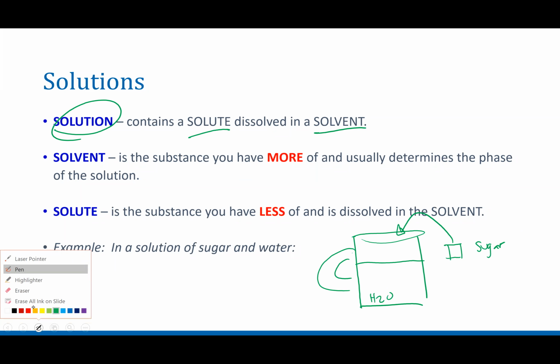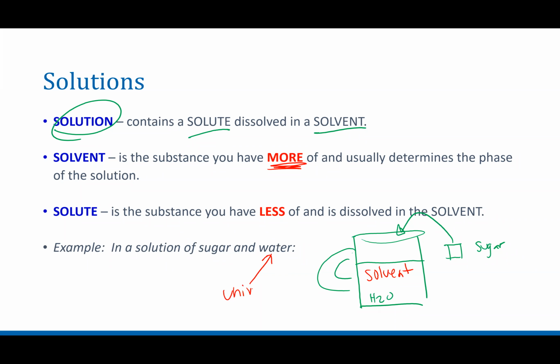The solvent is typically, not always, but typically the substance you have more of. And a really easy way to think about it is, in first year chemistry, our solvent is water. The universal solvent is water. So they call water the universal solvent. It's a really good chemical to help dissolve ionic compounds, for example. Sugar, in this case, would be the solute. The solute is the substance that dissolves in the solvent.